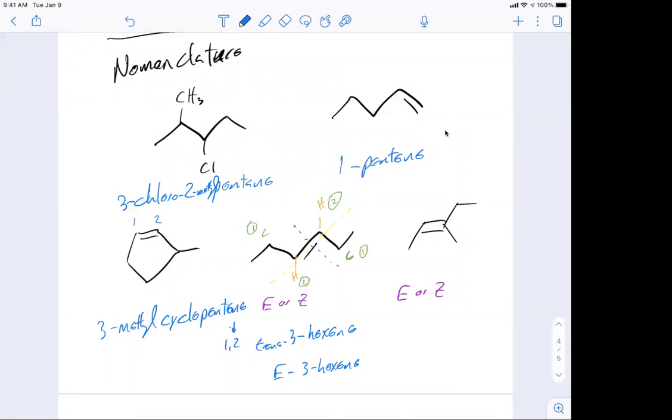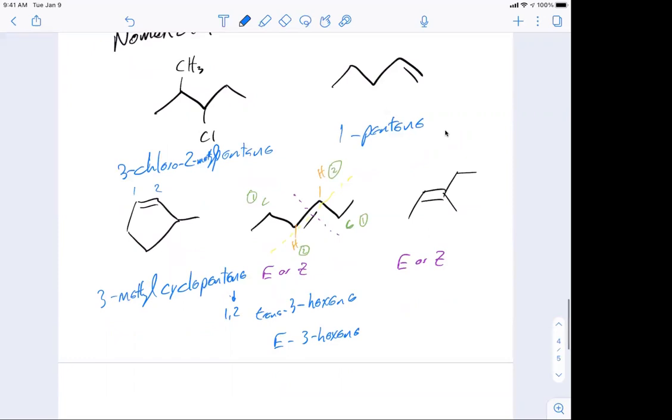Z is same side, so E, so E-3-hexene. In this case, we can use either trans or E, right? Either of those works. E is kind of like the Queen's English. It's more proper, but both of these are fine because it's only a di-substituted species.